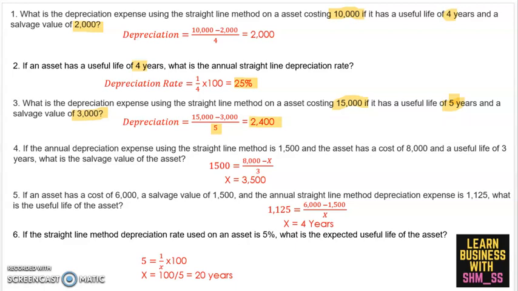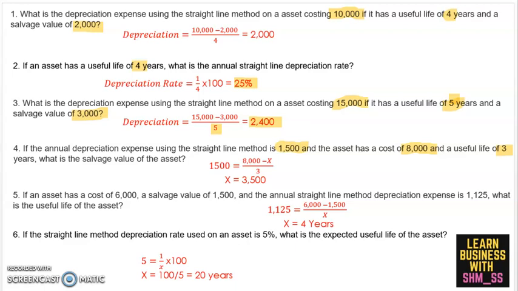Question number 4: if the annual depreciation expense using the straight line method is 1,500 and the asset has a cost of 8,000 and a useful life of 3 years, what is the salvage value? Now they are not asking for depreciation, they are asking for salvage value. To calculate salvage value, we have to do some substitutions. We use the same equation: depreciation is equal to cost minus salvage value divided by useful life.